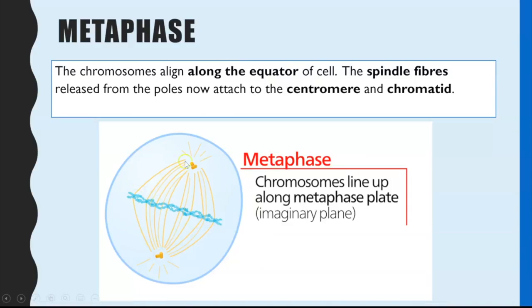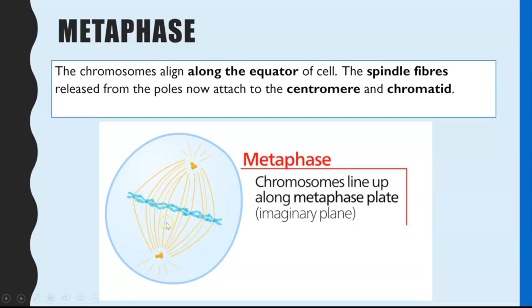The centrioles are at the opposite poles and they have released their spindle fibres. Now these chromosomes that were released from the nucleus align along the equator, and that's the term that we give for the centre of the cell. You can see here they've described it as the metaphase plate. AQA, we tend to say the equator of the cell.